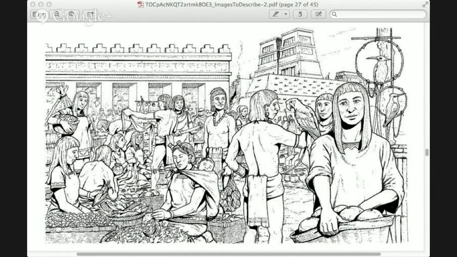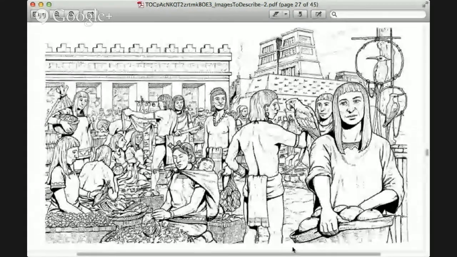Mm-hmm. This man is wearing only a short with loincloth? Yeah, good one, Ali. It's called, yeah, it looks like shorts, right, Joseph? But it's called a loincloth. Loincloth, I don't know. It's like a man diaper. Yeah. Okay, good. What are these people doing right here?